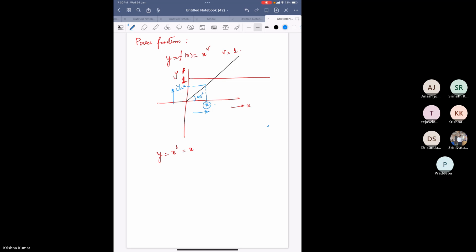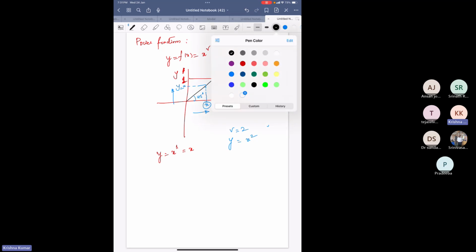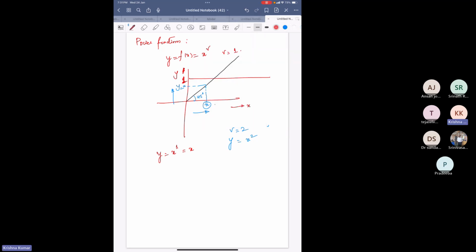Now let us say r is equal to 2. So what would be the equation? y is equal to x squared. Right? So let's see how this curve looks like. Very interesting. It will go like this. So this is that curve.